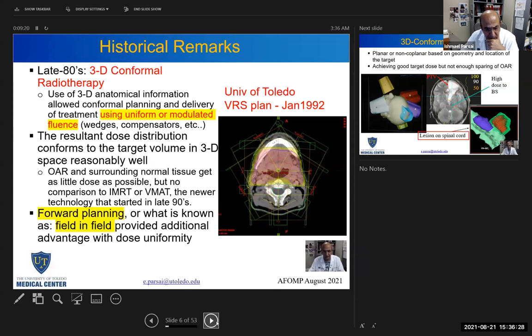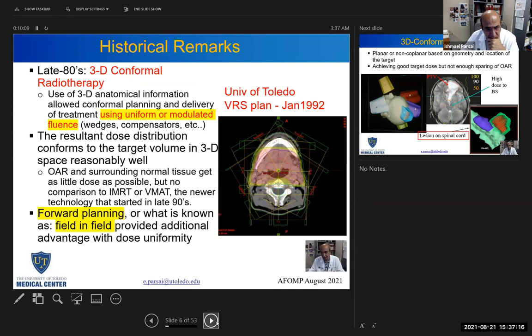In the late 80s, 3D conformal radiotherapy became a big turning point. By 3D conformal radiotherapy, we meant the existence of a three-dimensional CT scan in the treatment planning systems, and then looking at the beam's eye view from different angles that the gantry was coming in, and creating the margin around the field to be able to further spare the surrounding normal tissue, but more importantly, to deliver the needed dose to the target.